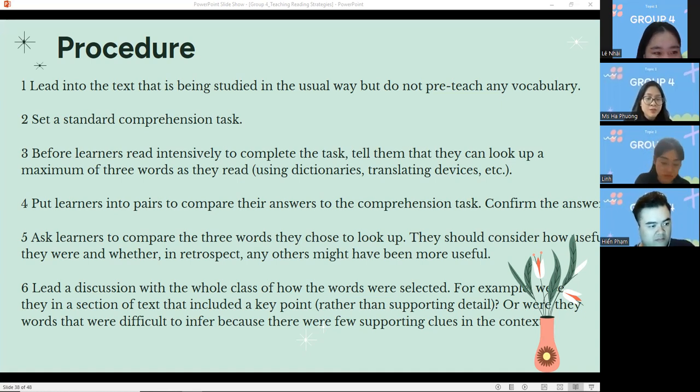4, put the learners into pairs to compare their answers to the comprehension task. Confirm the answers with the students. 5, ask learners to compare the 3 words they chose to look up in the dictionary. They should consider how useful these words were and whether, in retrospect, which means in the past, any others might have been more useful. And for the 6th step, lead a discussion with the whole class on how the words were selected, for example, whether they were in sections of text that included a key point rather than supporting details.